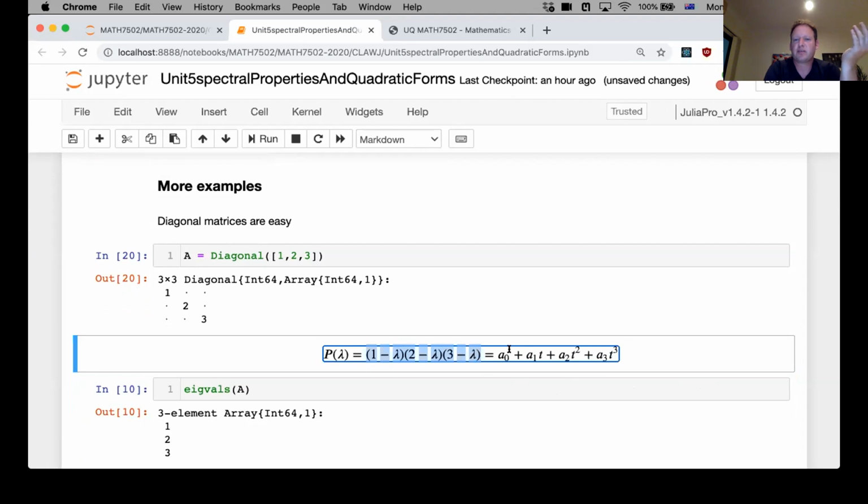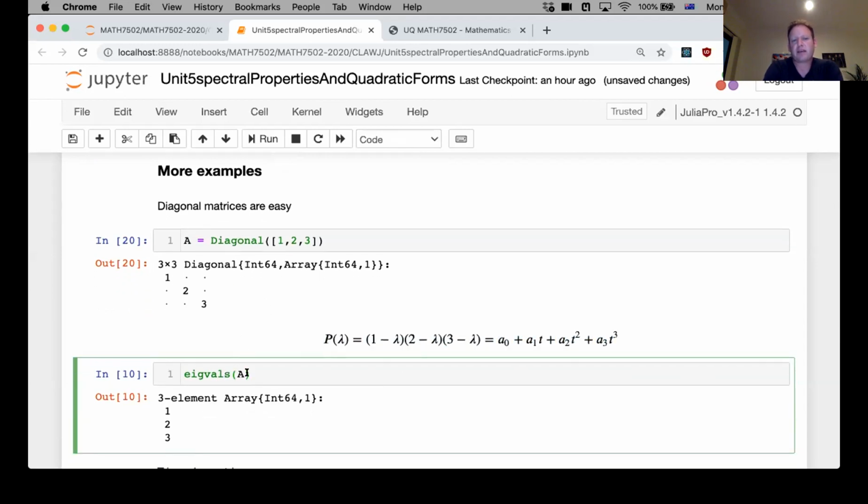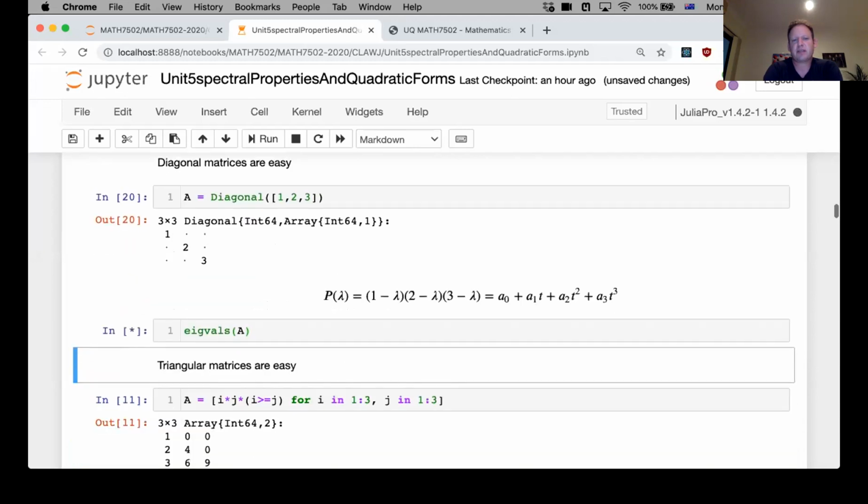Which representation gives you more information, the left one or the right one? The left one is great because it's already solved for us. It's already kind of factored for us. Of course, the eigenvalues of the diagonal matrix are just the elements of the diagonal.